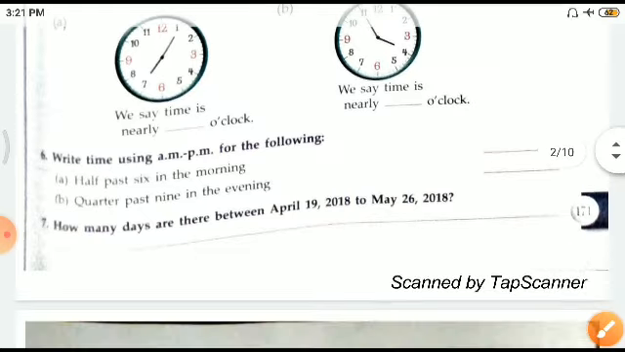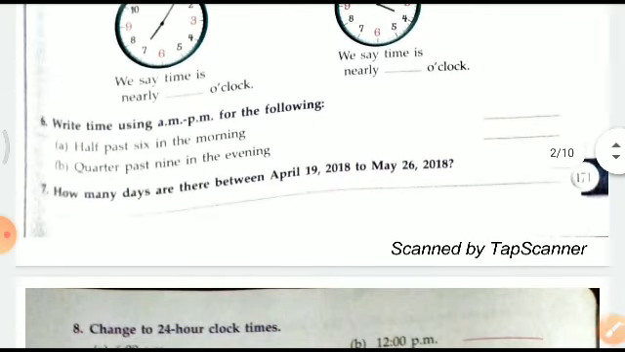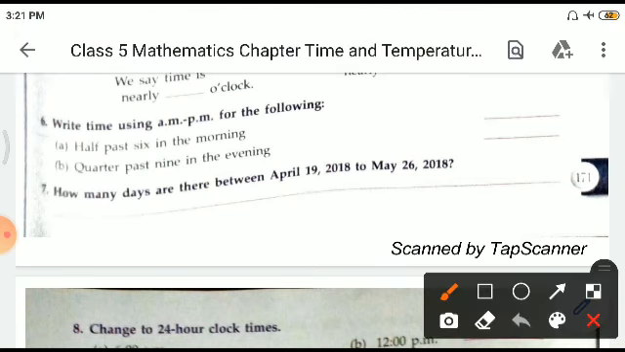Okay. Write time using AM and PM for the following. 6:30 in the morning. 6:30 in the morning. In the morning we write AM, so 6:30 AM, right? 6:30 AM.